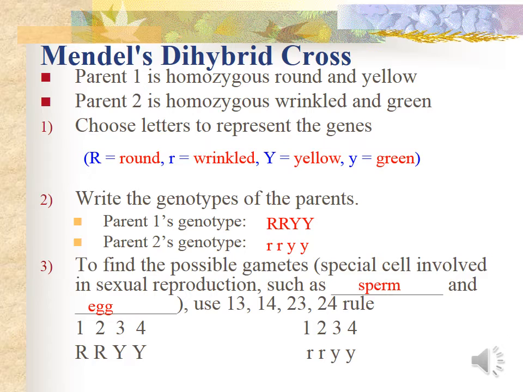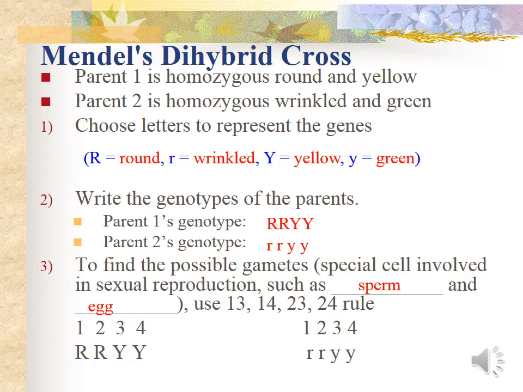And then you find the possible gametes, special cells involved in sexual reproduction, such as sperm and egg. And then you use the 13, 14, 23, and 24 rule, which means basically you get the first parent and you cross number one with number three, 13. You cross then number one and number four, that's 14. Then the 23, the number two allele, that big R with a big Y, 24.